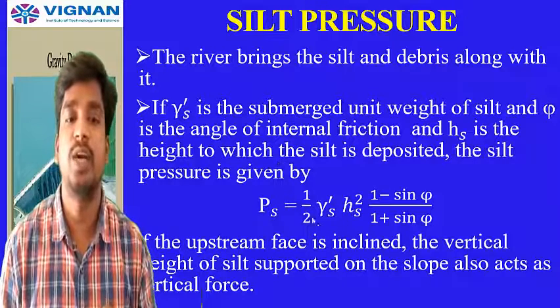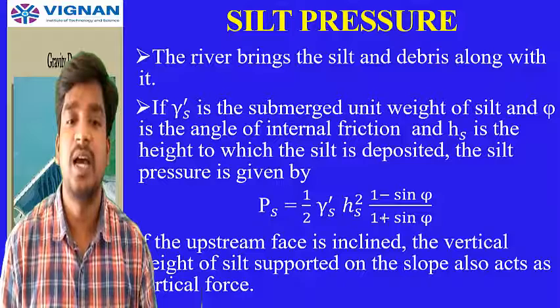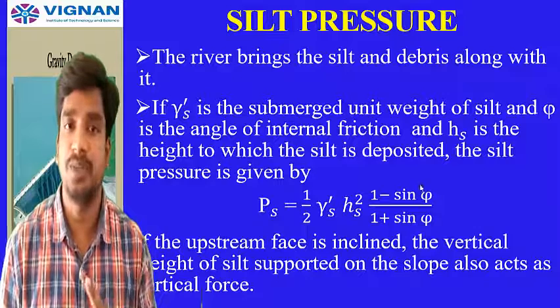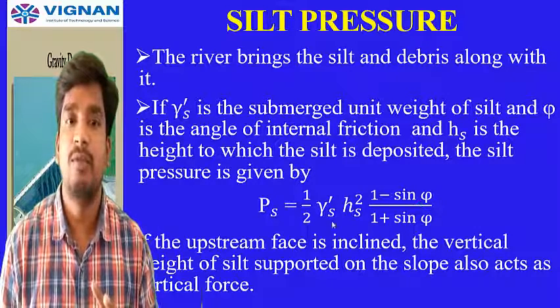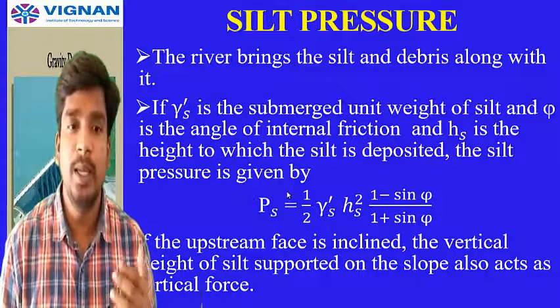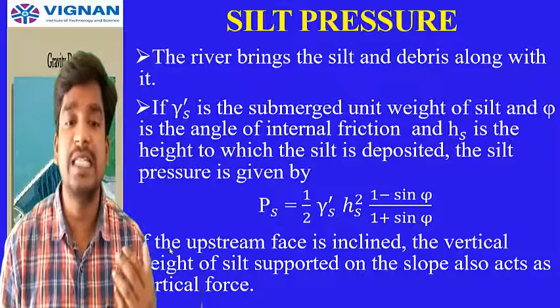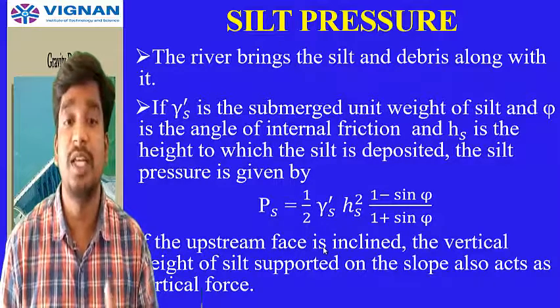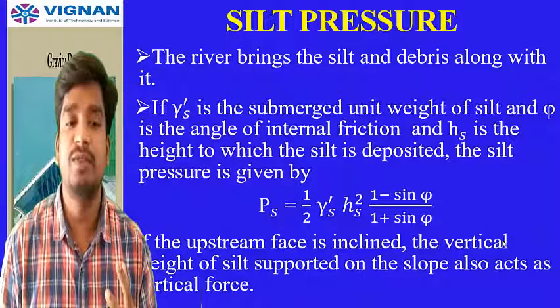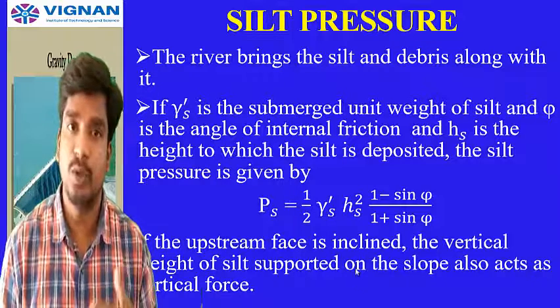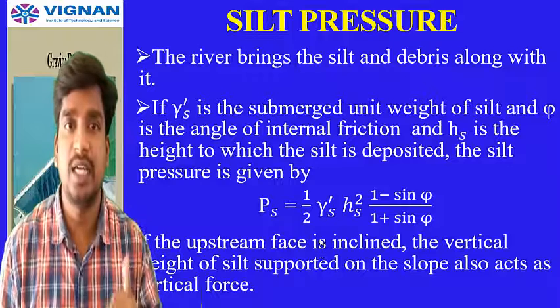So these are the three important parameters by using which we can compute silt pressure: the unit weight of the submerged silt, the height at which the silt is deposited, and phi, the angle of friction. By using these three parameters this formula is developed, and we can compute PS, the pressure due to silt. Also, if the upstream face is inclined, the vertical weight of the silt supported on the slope acts as a vertical force. That is also considered as vertical force.